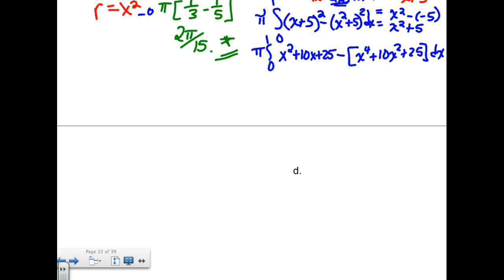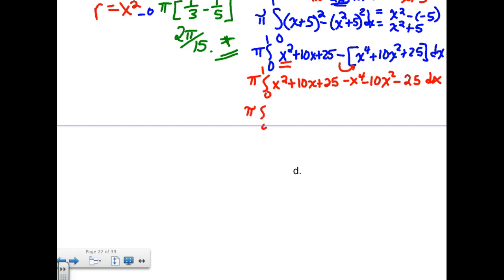You do your antiderivative from 0 to 1. So we'd still have the pi. We would have x squared, and I might as well write it all out, x squared plus 10x plus 25, and then minus x to the fourth, and then this is where mistakes start to happen. So again, those beefy brackets are always a good idea. Then clean up your integrand, and I'm going to write it in descending order of the exponent. So I've got a negative x to the fourth. I've got x squared minus 10x squared for minus 9x squared. I've got a 10x and no more x's.